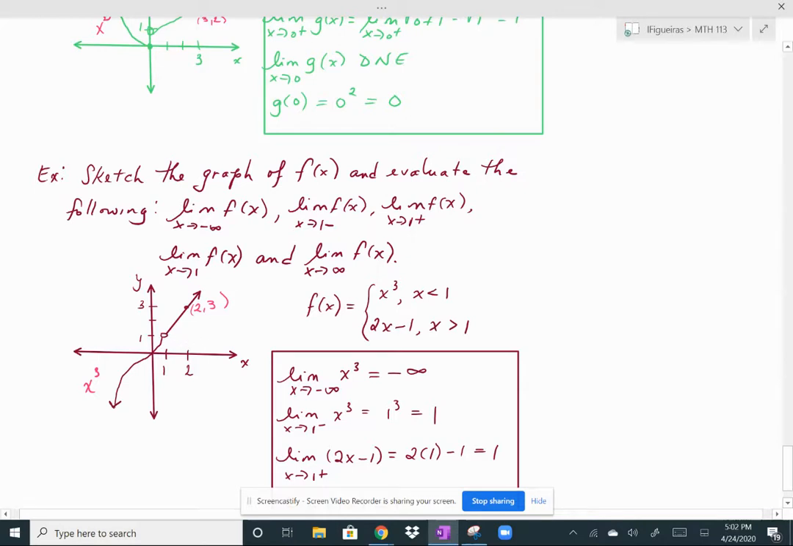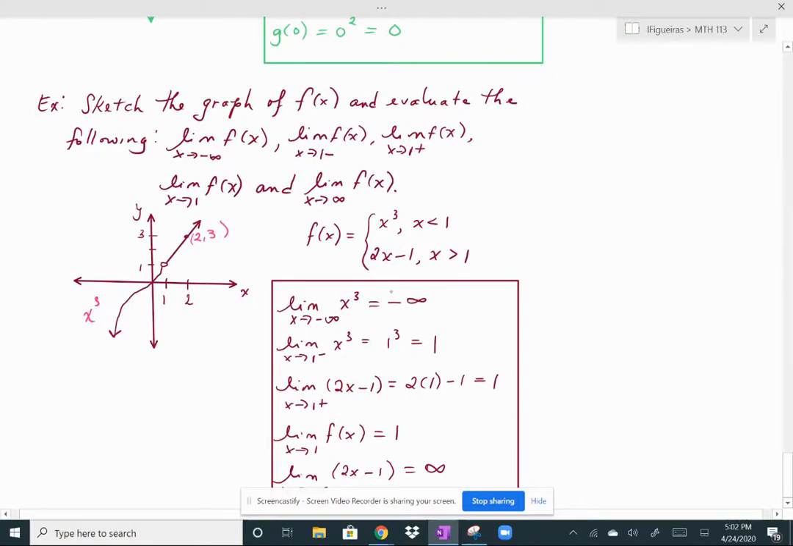Okay, so the limit as x approaches negative infinity. Well, as x approaches negative infinity, if I look at what my function is doing, it's going this way. So this is going towards negative infinity as well. The limit as x approaches 1 from the left. Well, when I'm on the left side of 1 and I look at my function value, it's getting closer and closer to my open circle, which is also 1. When I get closer and closer to 1 on the right, again, I'm getting closer and closer to that same value, which is also 1.